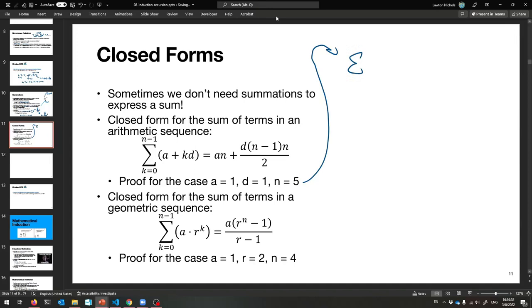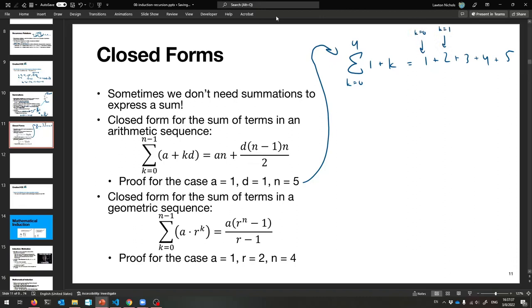So let's say k equals 0 and n is 5, so up to 4, of 1 plus kd. D is just 1, so plus k. So that's our summation. That is equal to the sum of, when k equals 0, 1 plus 0, which is 1. When k equals 1, 1 plus 1 is 2, then 3, then 4, and when k is 4, 1 plus k is 5. So it's just the sum from 1 to 5, if you talk about it that way.